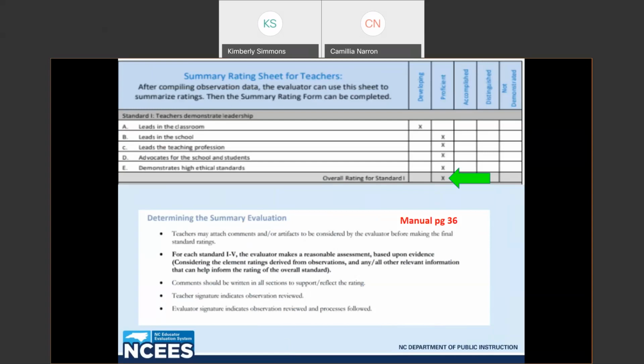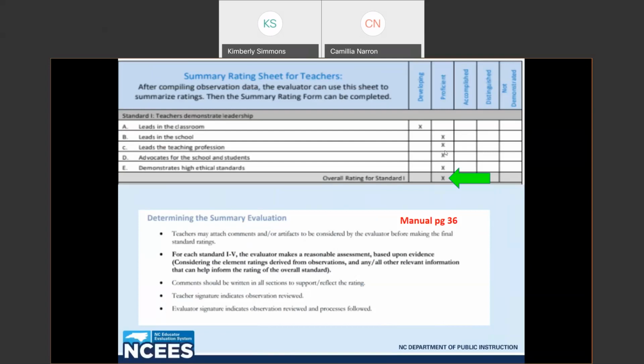The checks that are collected are objective. We just reviewed how to determine the element ratings. The standard ratings involve more data and are more subjective. So you see, determining the summary evaluation involves other additional data that you want to use. The element ratings were determined by the checks. It was easy to determine.